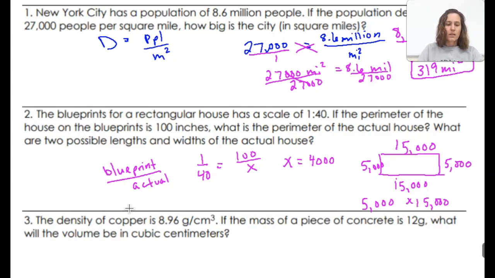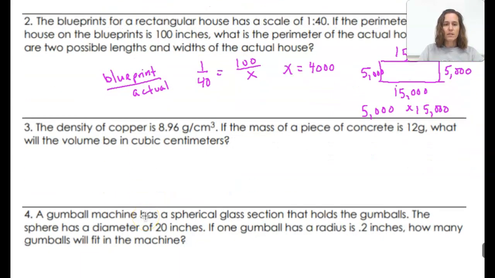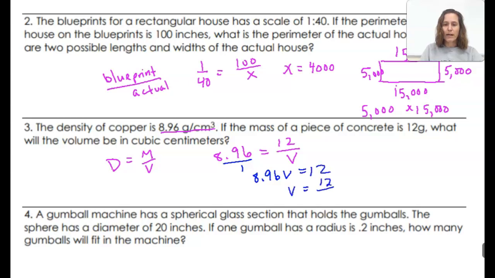Okay. Number 3, we have the density of copper is 8.96 grams per cubic centimeters. The mass of a piece of concrete is 12 grams. What is the volume in cubic centimeters? So they tell us the density. So it's going to be density equals mass divided by volume. The density is 8.96 is equal to the mass, which is 12 grams, over, well, we don't know the volume, so I'm going to call that V. We can always, again, cross multiply. So you would have 8.96 V is equal to 12. You would divide 12 by 8.96, and you would get 1.34 cubic centimeters as the volume.